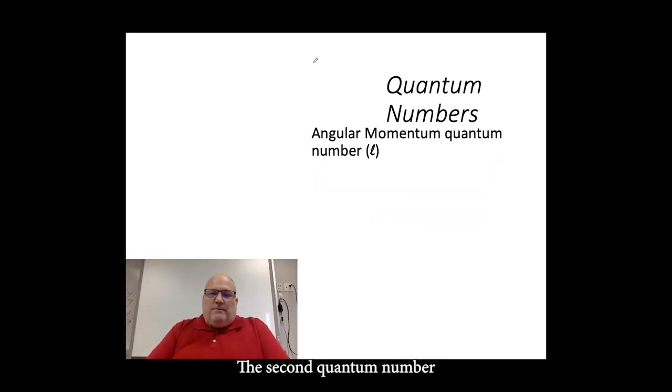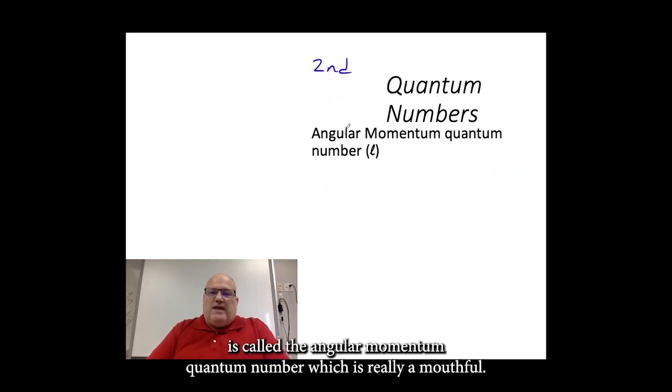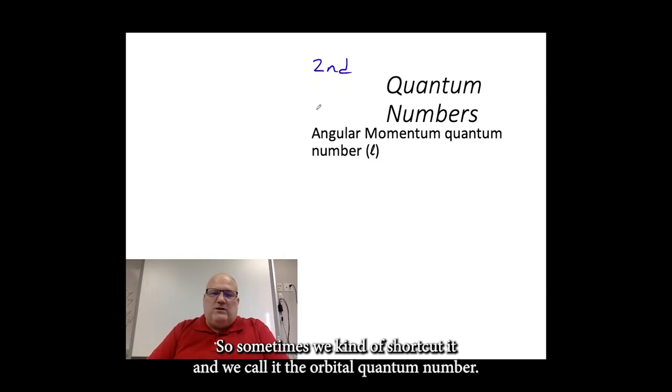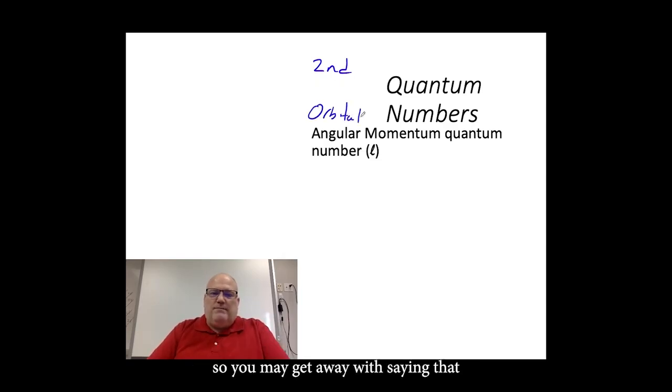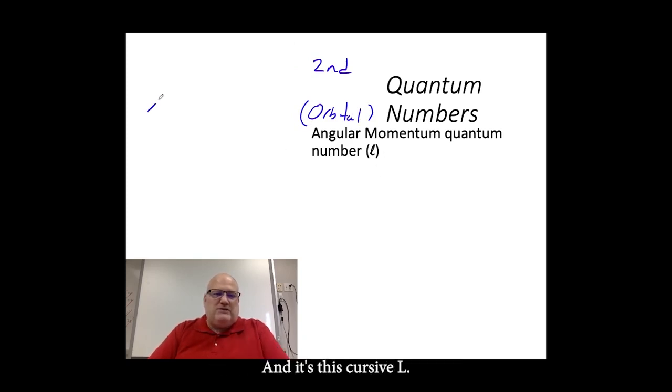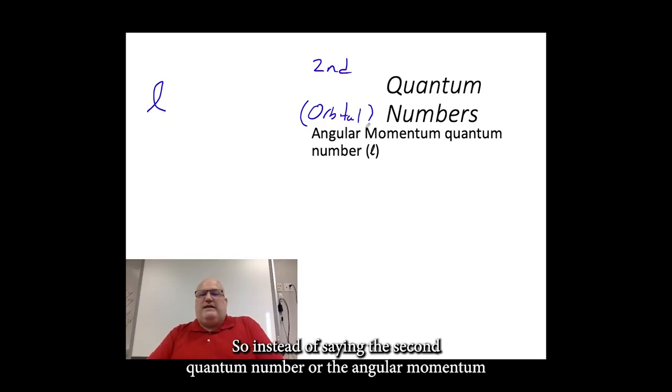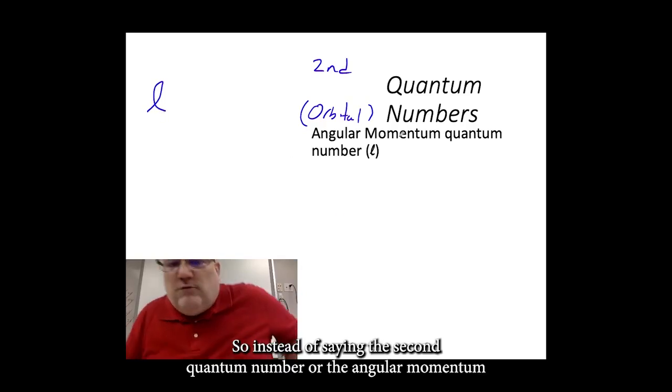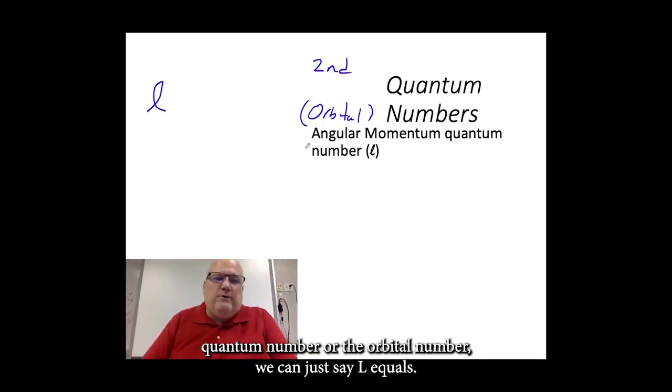The second quantum number is called the angular momentum quantum number, which is really a mouthful. So sometimes we kind of shortcut it and we call it the orbital quantum number. So you may get away with saying that. And the orbital quantum number, it also has a symbol that represents it, and it's this cursive L. So instead of saying the second quantum number, or the angular momentum quantum number, or the orbital quantum number, we can just say L equals.